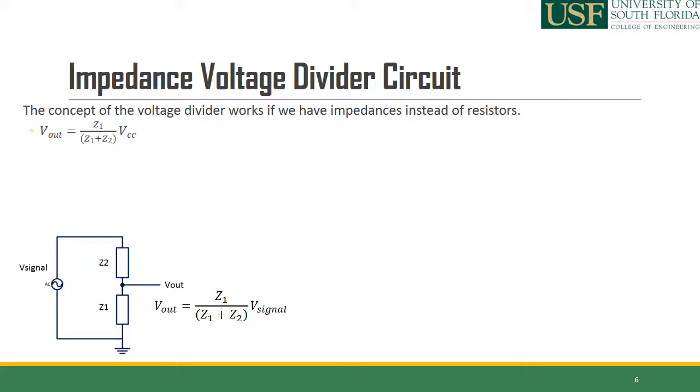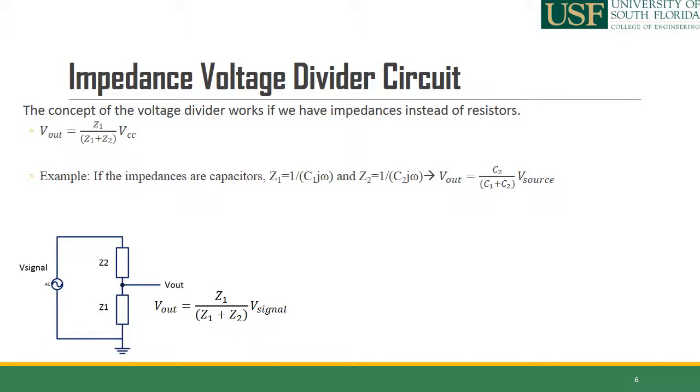Remember that this concept, because it came from KVL and KCL in a simple circuit including two components, can also be applied to an impedance voltage divider. In a situation like that, assuming that instead of R1 and R2 we have Z1 and Z2, Vout would still be equal to Z1 over Z1 plus Z2 times the signal voltage. And remember that if it is an impedance, we need an AC source, and therefore the input voltage cannot be DC.